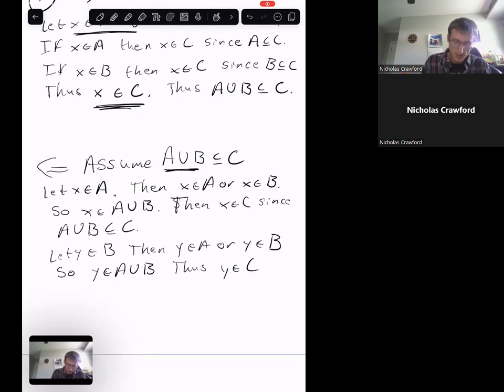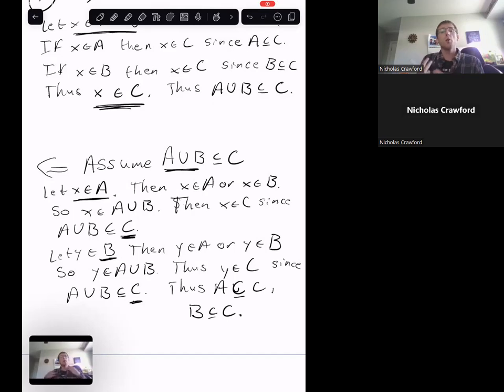Thus, Y is in C. Okay, and I have my thing, right? So Y is in C since A union B is a subset of C. So no matter what, I got that A was a subset of C and B was a subset of C. So we're good. So thus, A is a subset of C and B is also a subset of C. And we're done. But I had to do both directions because it was if and only if. Okay.